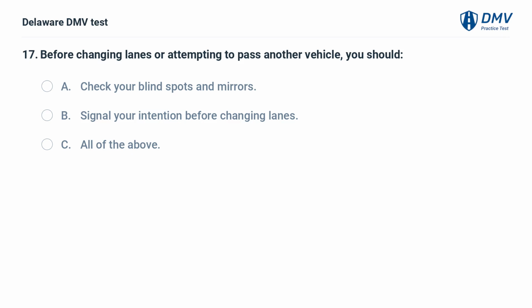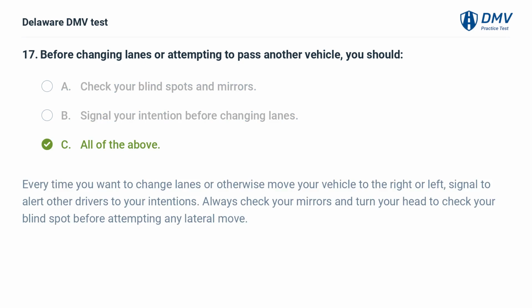Before changing lanes or attempting to pass another vehicle, you should: A. Check your blind spots and mirrors. B. Signal your intention before changing lanes. C. All of the above. C. All of the above.